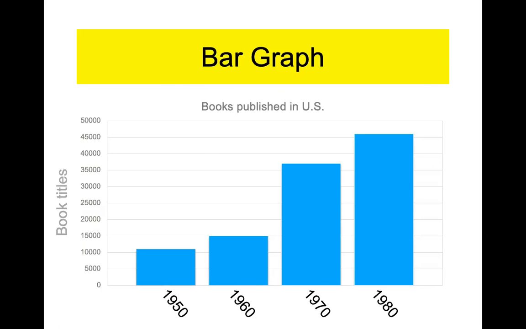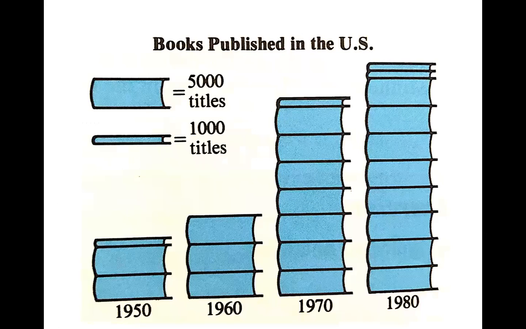It's the same graph, except instead of it being bars, or rectangles, to represent the height, there is literally a picture of a book, and we have multiple books stacked on top of each other. You'll have an index over here telling you what each one of these shapes of these books represents. Let's see, the big book represents 5,000 titles and the little book represents 1,000 titles.